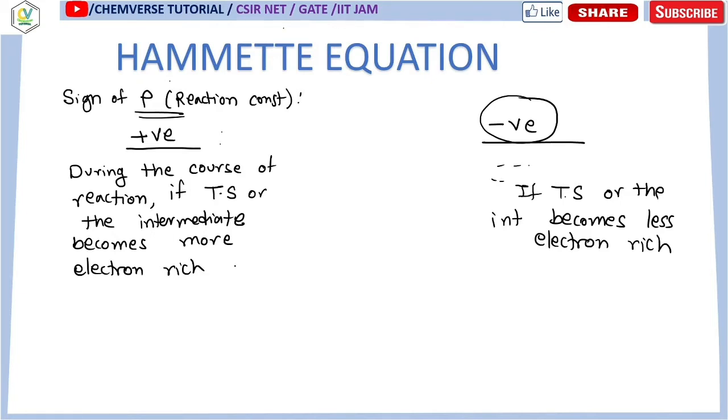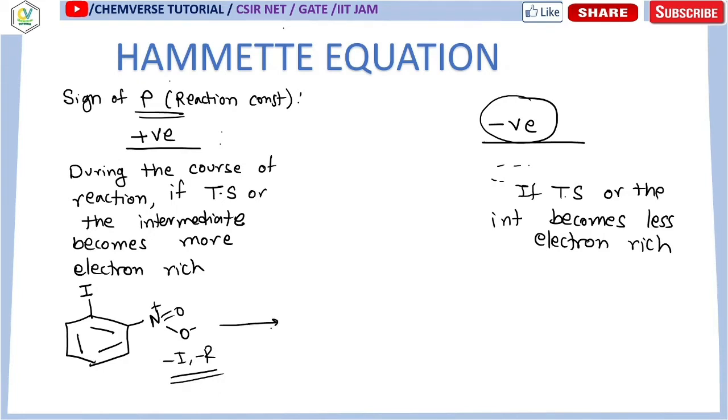Now let's discuss it with the help of some examples. Suppose I am giving you this substrate. Over here iodine is present and here an NO2 group is present. Now the NO2 group is a minus I and minus R group. Now if I treat it with some amine, suppose a primary amine, this lone pair will attack over here and it will produce this kind of system, NHR.